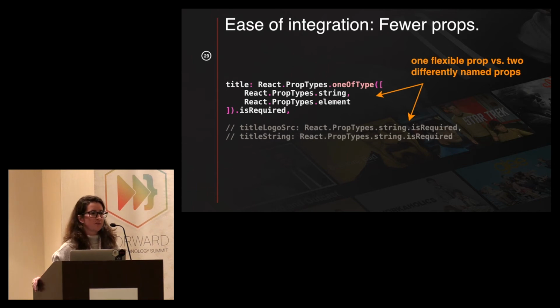But I actually chose to just have one title prop that can either be a string or an element. And so this supports more use cases because I can now have just a string, I can have a logo and a string, I could have just a string with special badging, for example, new episodes, come watch.